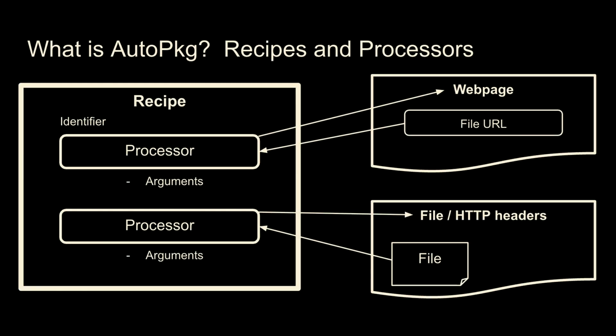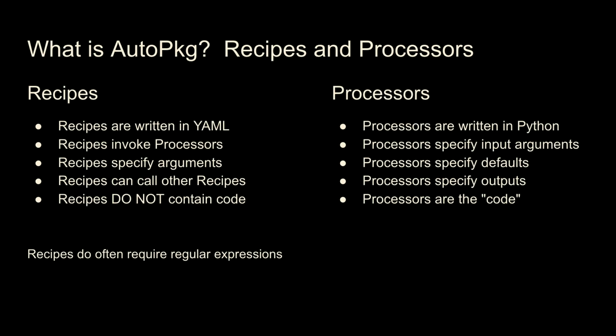So this is kind of the structure of a recipe. A recipe has an identifier. It has multiple processors that get called in a sequence. Those processors have arguments that tell those processors what to do. And an example is a processor can reach out to a web page, scrape something from that web page, and then pass it on to the next processor, which can then download a file or something like that. This is kind of just how AutoPkg works in general.